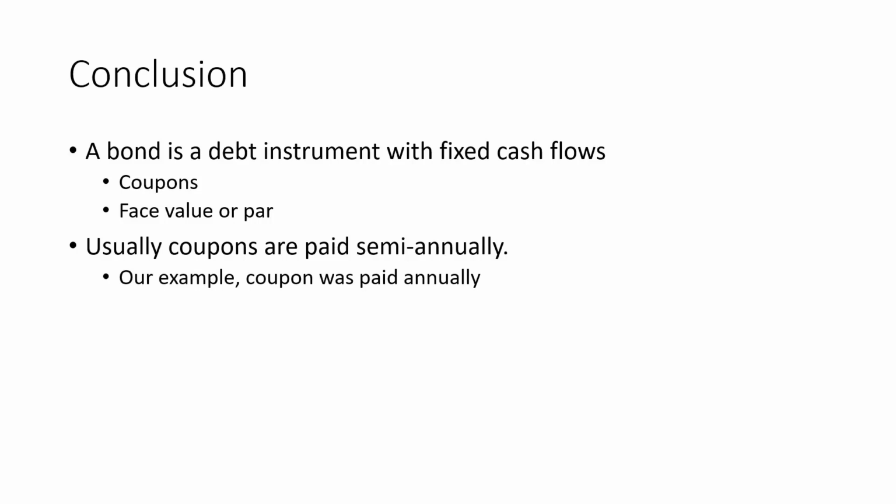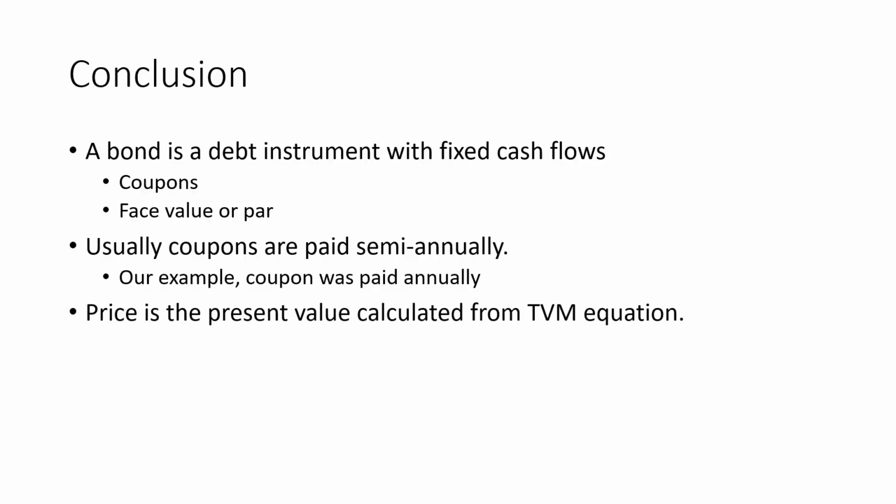So our example was annual coupon payments. And the price, importantly, is a present value calculated from the TVM equation. We also saw how the price could be calculated in two different ways. One was finding out the present value of each cash flow, and the second was to just use the PV function, but in the PV function, use it as an annuity and a single different cash flow.